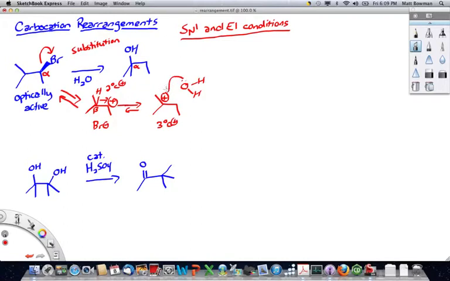And this is what water adds to. And to finish up the mechanism, we have water take that proton off. We have given it the product.